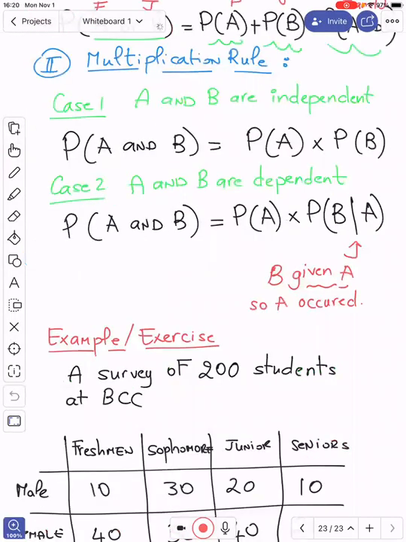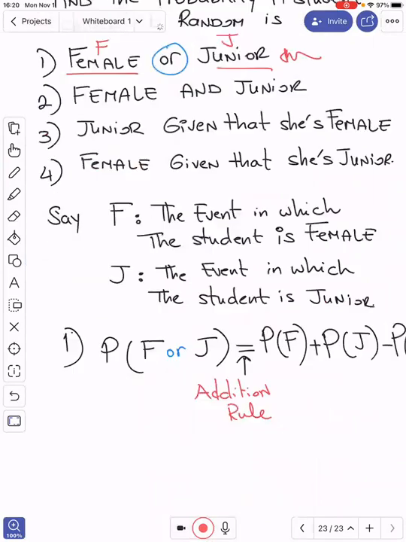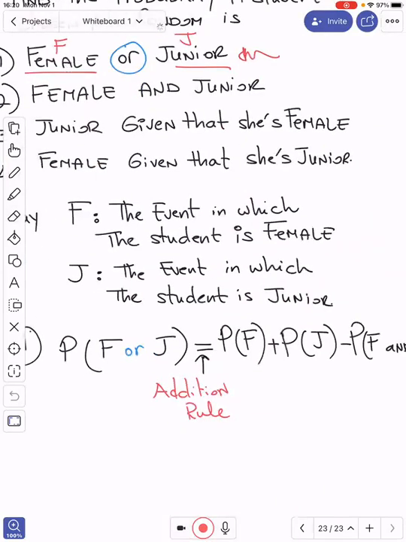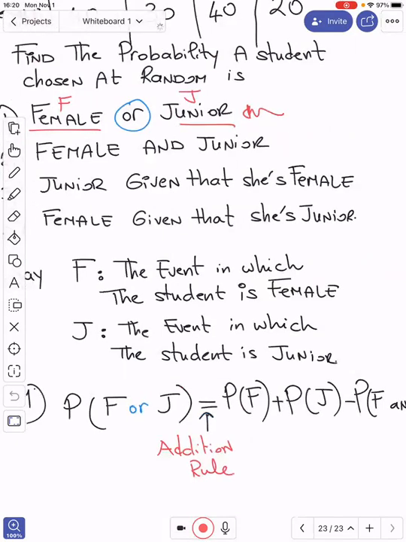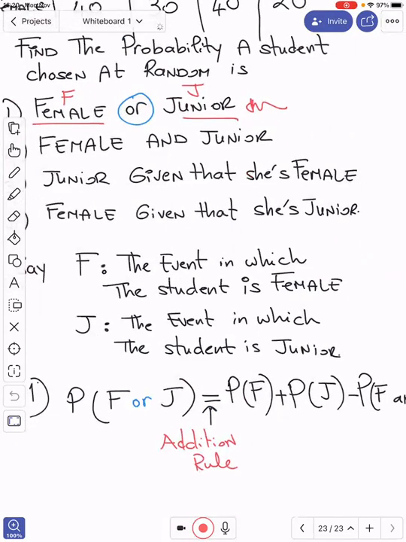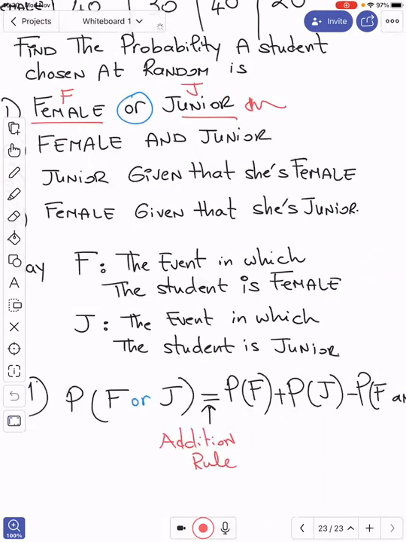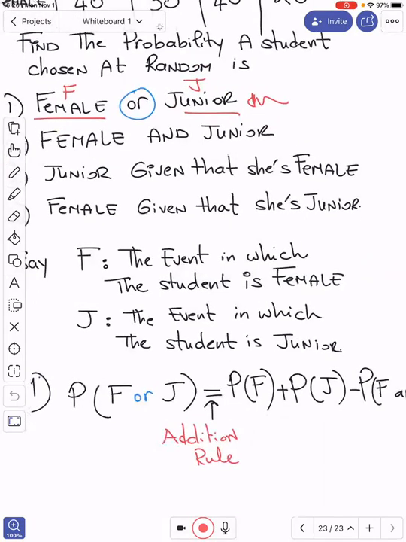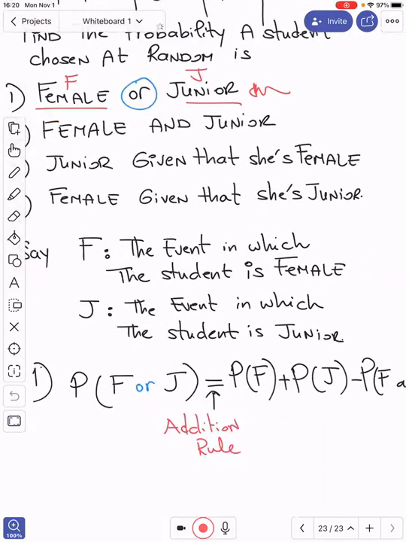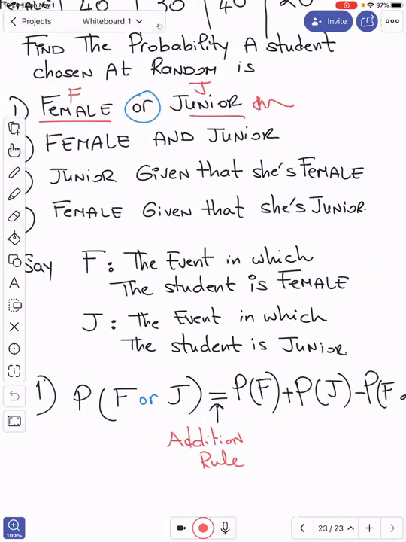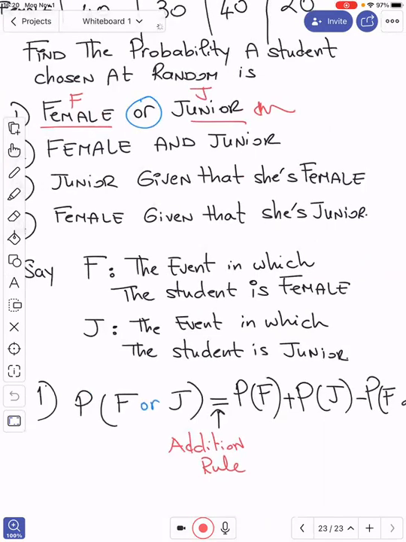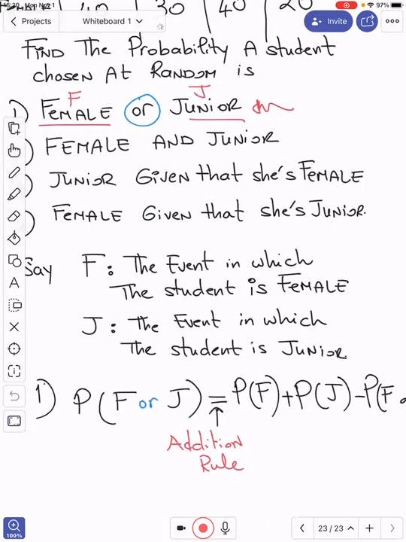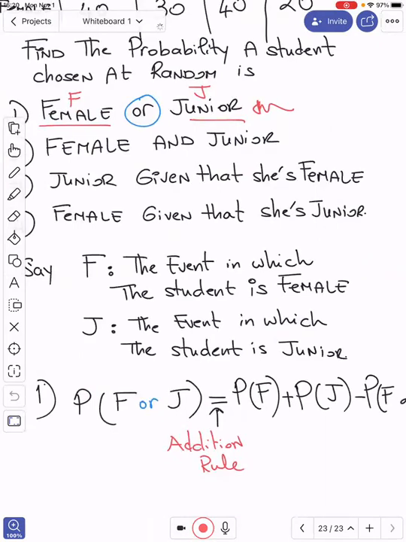Now we need to compute a couple of probabilities here. So this is the probability of F. What's the probability of F, F being a female? The way we compute probability, guys, is we divide the frequency of the event. In our case, the event is being a female. So we count how many females. That's the frequency of our event.